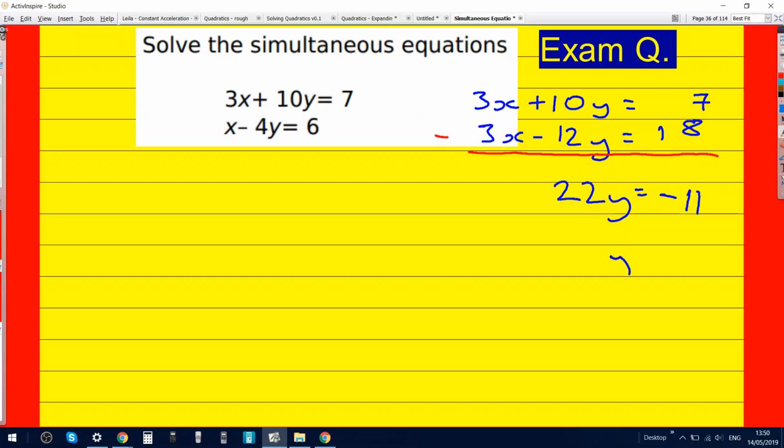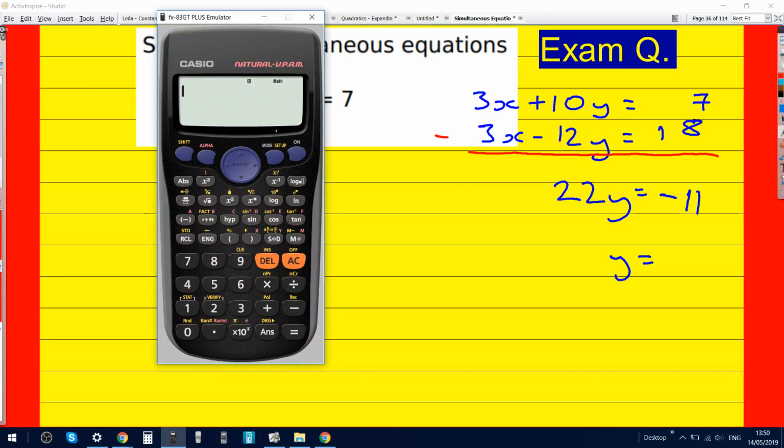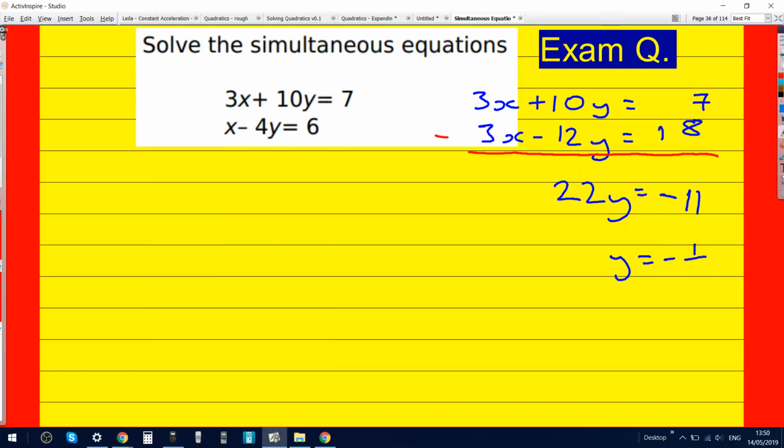Are we allowed calculators for this? Yeah, these are all calculator. So what would you put into your calculator? Minus 11 divided by 22. Yeah. So that's minus a half basically. So minus a half.